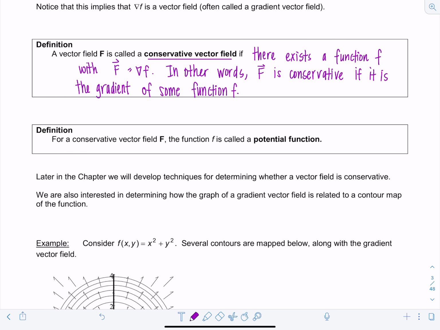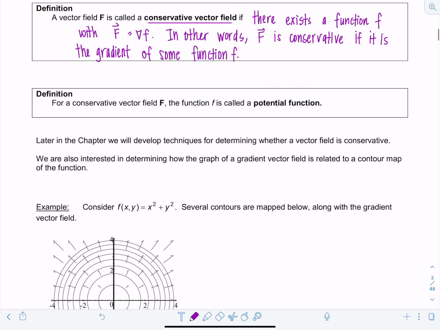All right, so a vector field is conservative if it's some other function's gradient, okay? And if it is a conservative vector field, then the function whose gradient it is is called the potential function. So that lowercase f is the potential function. So if you take the gradient of the potential function, you get a conservative vector field.